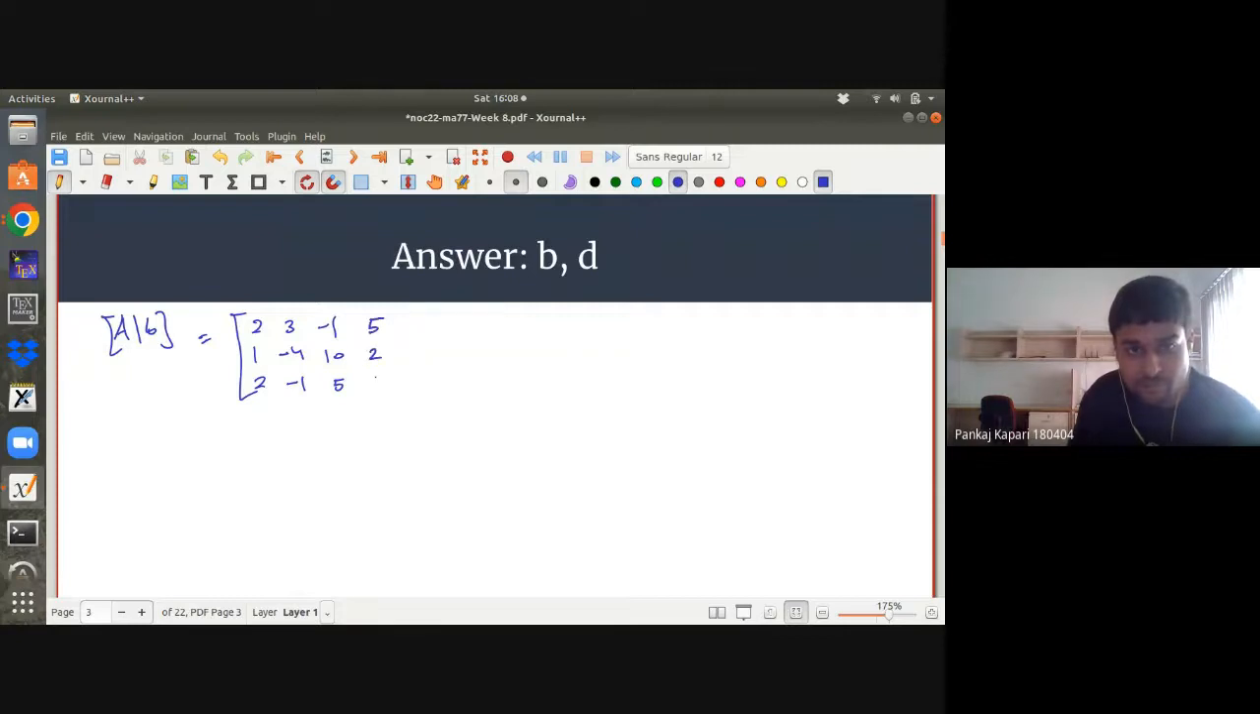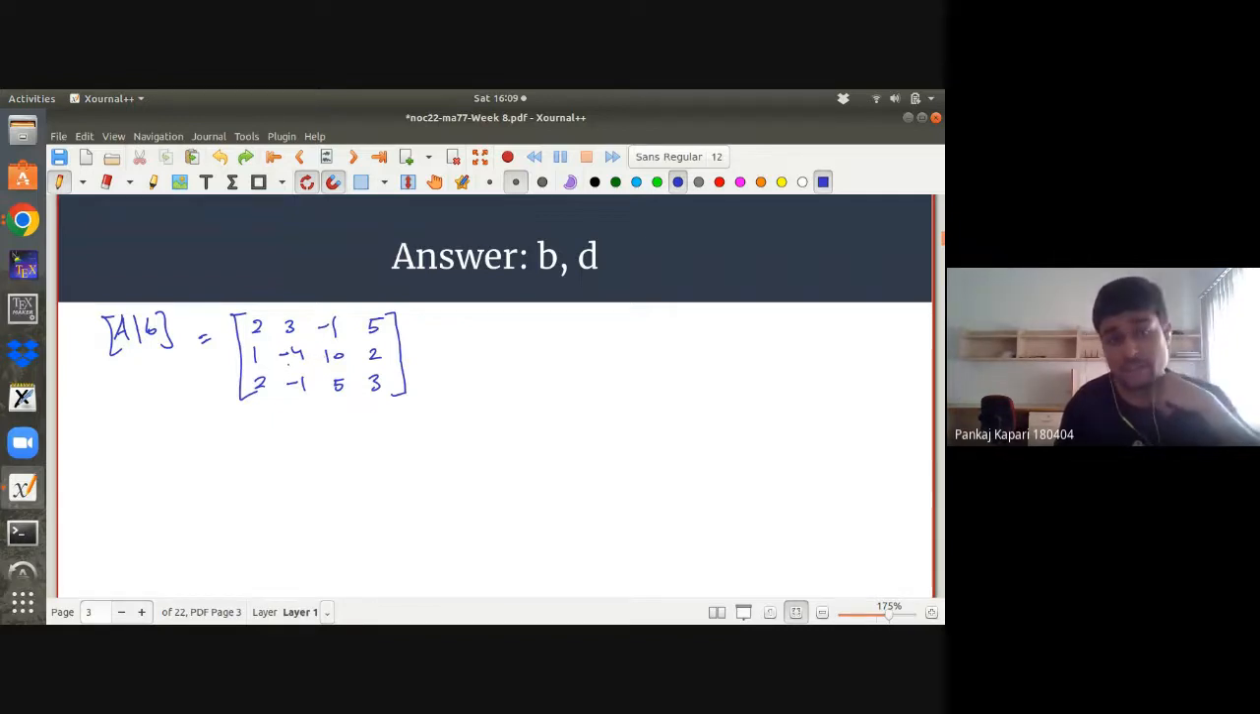Then we'll try to make all the entries below the main diagonal 0. If these entries become 0, then we call that form a row echelon form, and there will be some non-zero and zero entries on the main diagonal. We do that by elementary row operations.